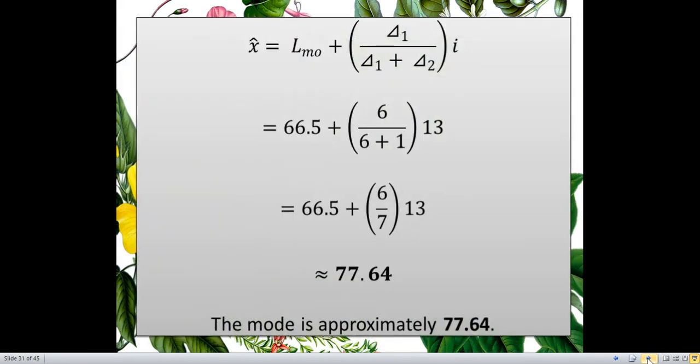So, here it is. 66.5 again, plus 6 over 6 plus 1 times the 13. Then we have 6 over 7 now in the parentheses. Then you can now compute it. Our mode is approximately 77.64. So that's how we compute the mean, median, and mode of grouped data.